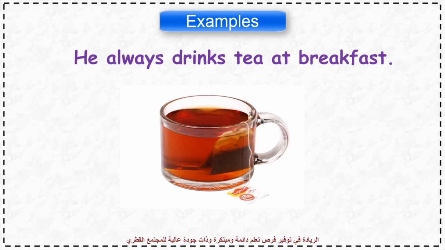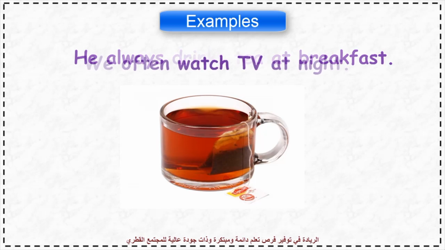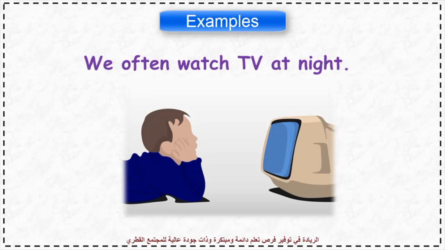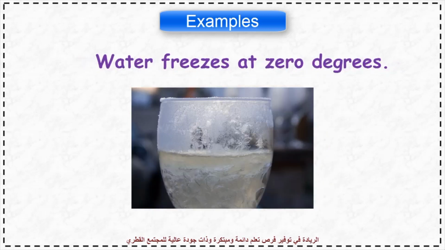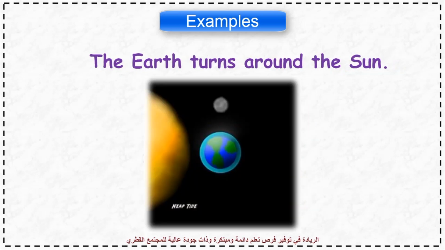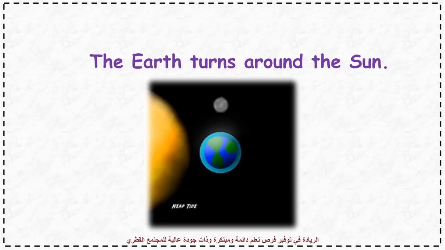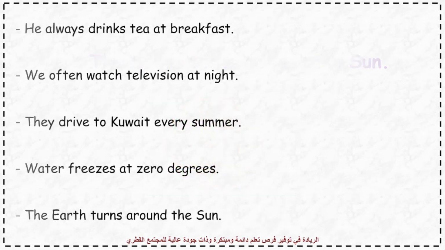He always drinks tea at breakfast. We often watch TV at night. They drive to Kuwait every summer. Water freezes at 0 degrees. The earth turns around the sun. All these examples are in present simple. So let's have a deep look at these examples to know when people use the present simple.